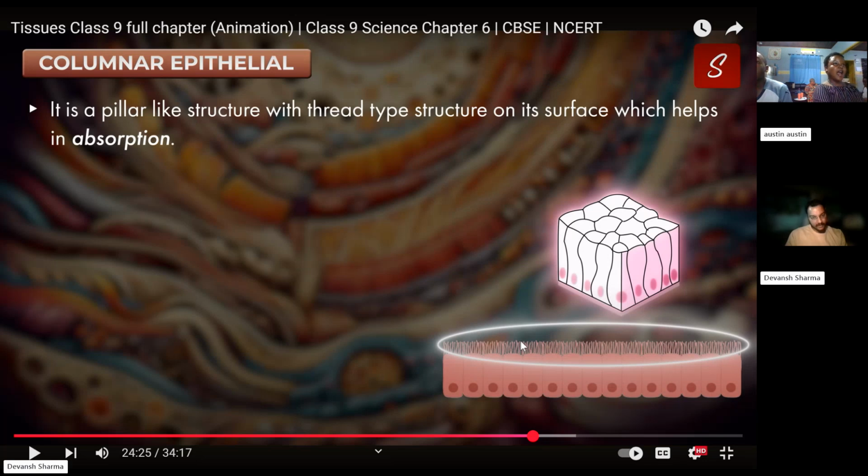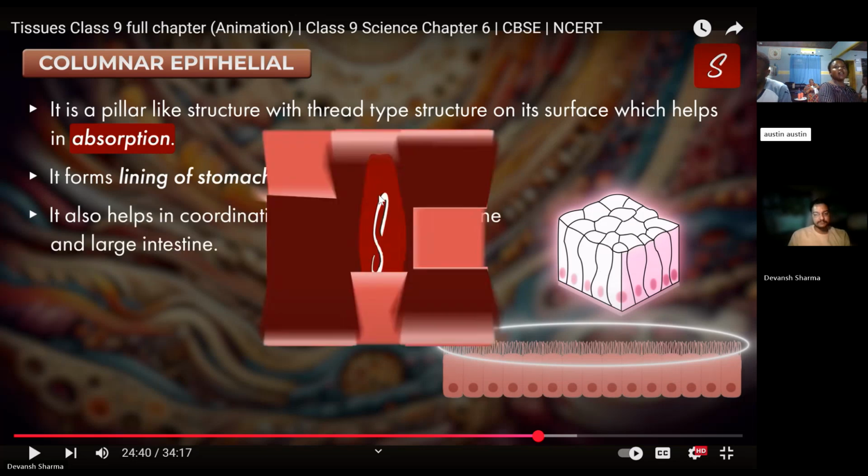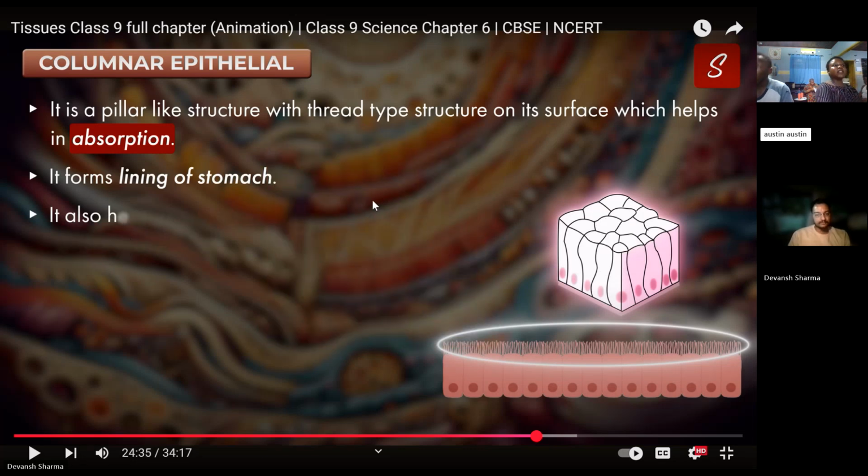Villi. Is it villa or villi? Villi. Okay, sir.